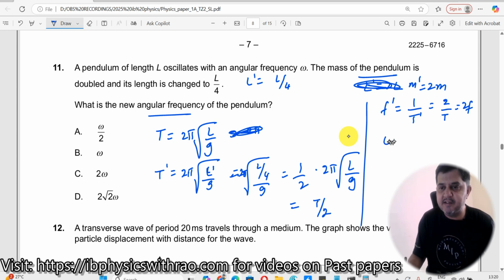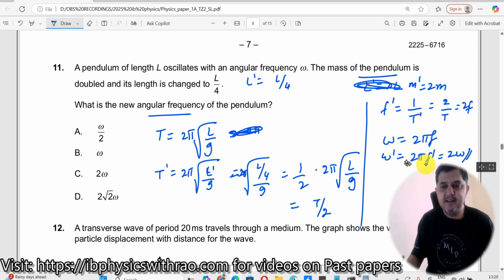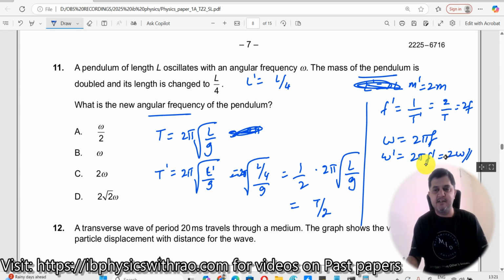What is angular frequency? Omega is given by 2 pi f. So therefore, omega dash would be given by 2 pi f dash, which is twice the omega. So the value omega dash is equal to twice of omega. The correct option is C.